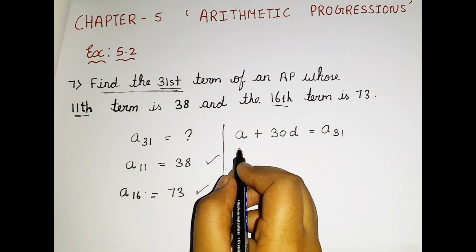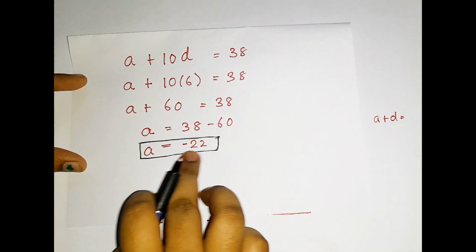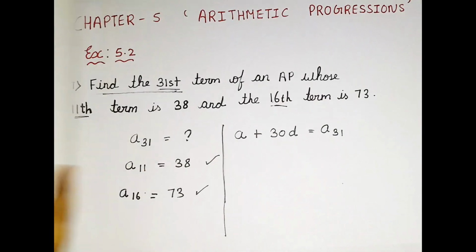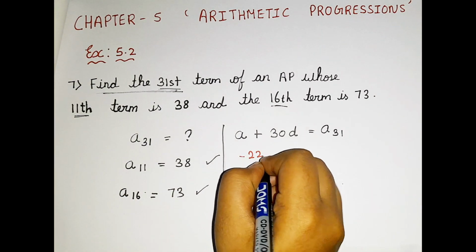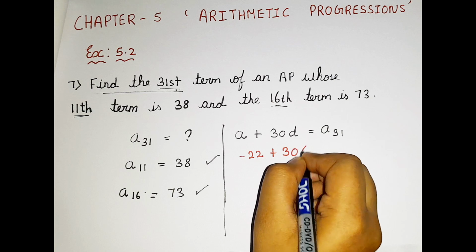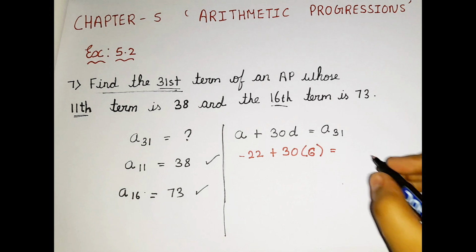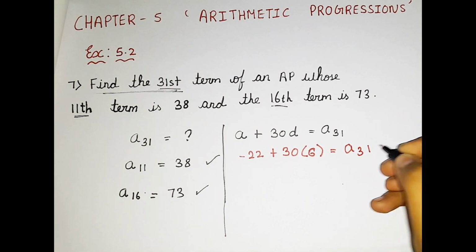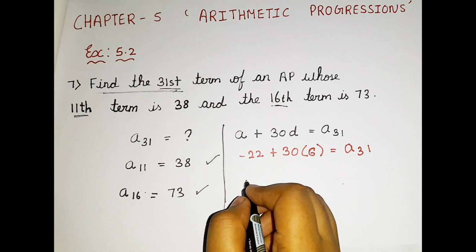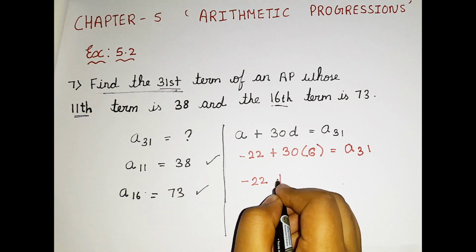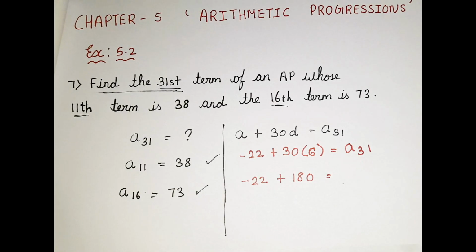So here a is equal to, what is the a value? I just found it. So a is minus 22. So let us write, a is minus 22 plus 30 into d, which is 6, is equal to a31. Okay, so now we can just multiply them. 30 into 6 is, one second, so 22 as it is. So 30 into 6 is 180 is equal to, one second.